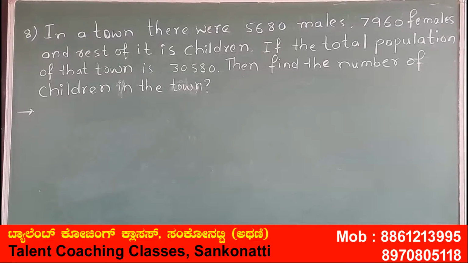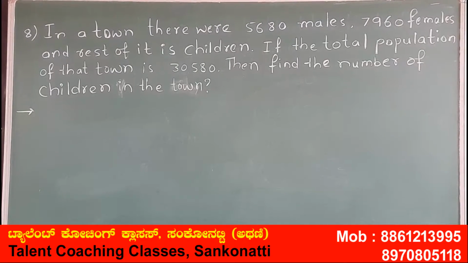In a town there were 5,680 males, 7,960 females, and the others are children. If the total population of that town is 30,580, then find the number of children in the town. How will you do this? First we add the number of males and females, then we subtract from the total population of that town, and we get the number of children in that town.